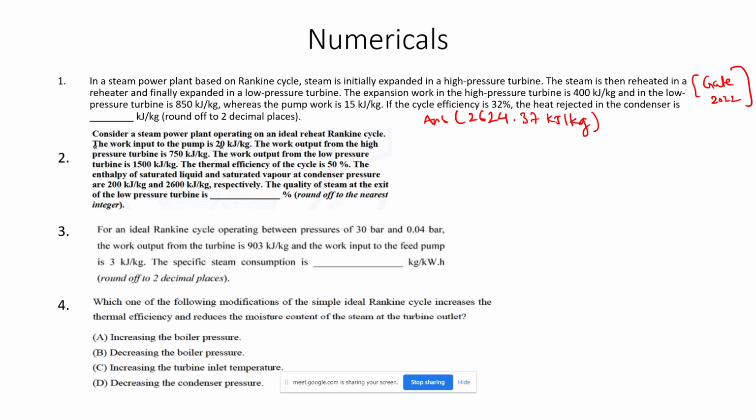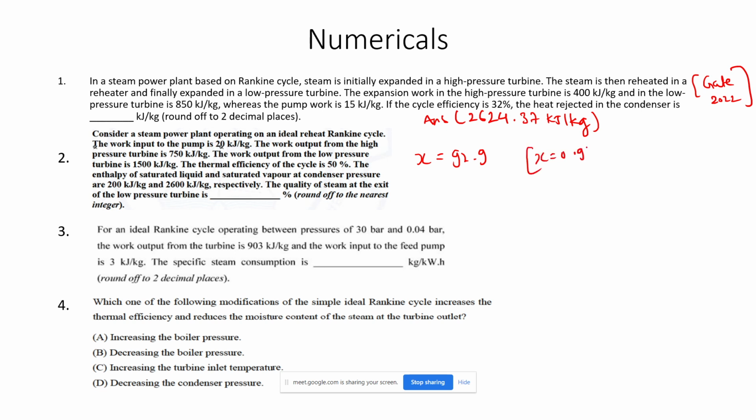92.916%. Second question. Yes sir, 92.9 is coming. Yeah, it is right, or almost right. Sir, for the third one, 4 kg per kilowatt-hour. Wait for some time, let other students also solve. What answer are you getting for this one? 92.9. Yes, that is right.